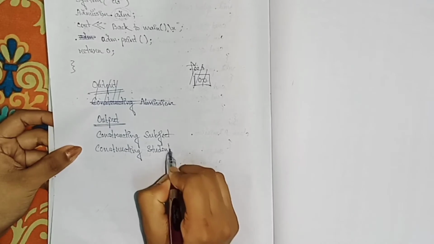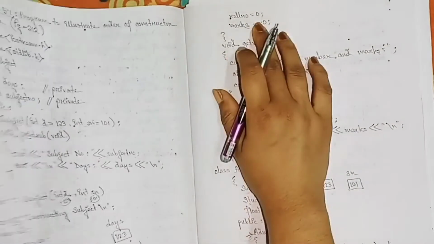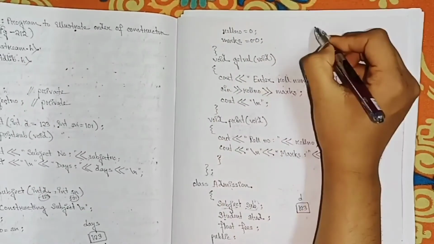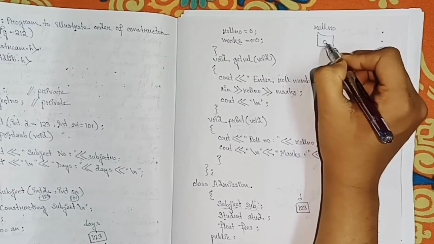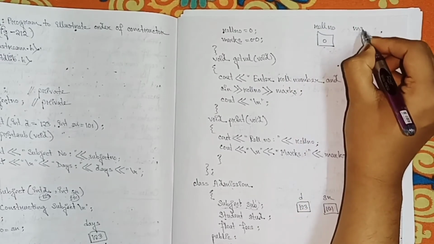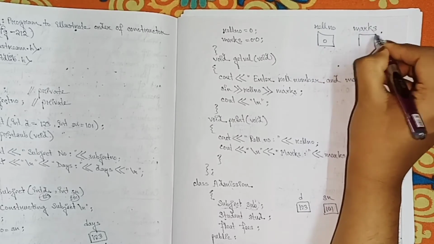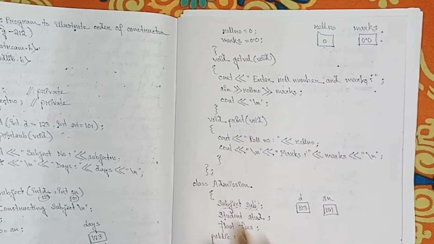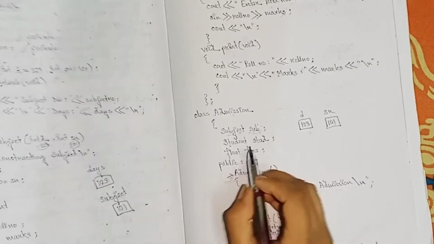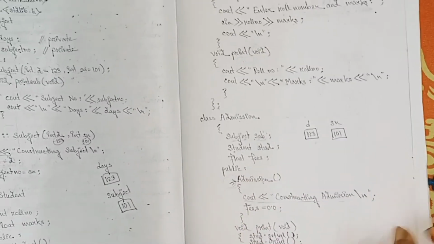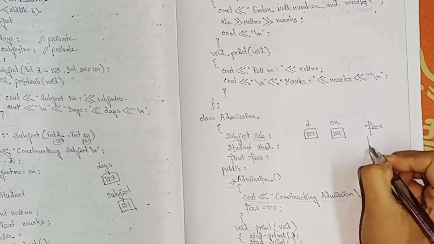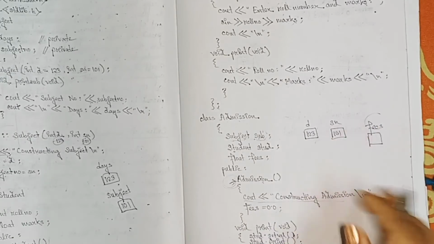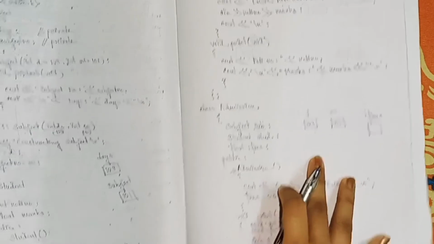Okay, and then it will initialize the values of roll number and marks. Roll number will be given a particular memory location and 0 will be stored, and marks will be given a particular memory location and it will store 0.0. Okay, now this particular object is also created. Now float fees, so it is making a place for fees in the memory location.